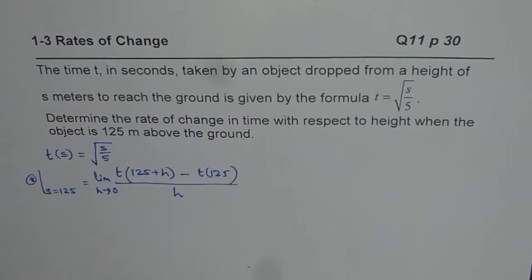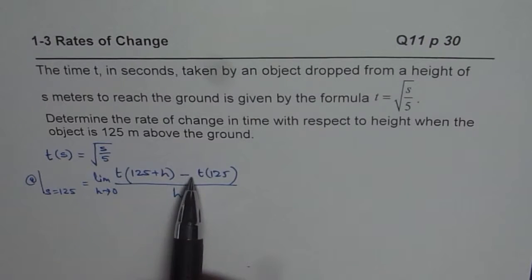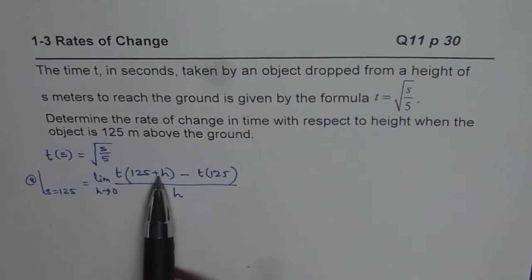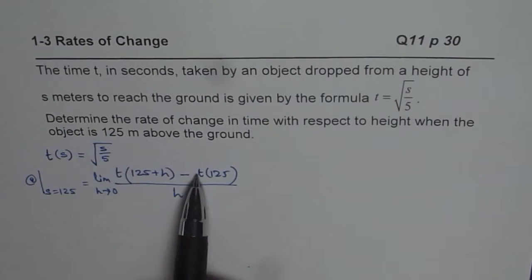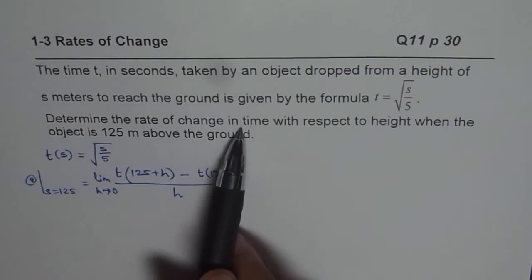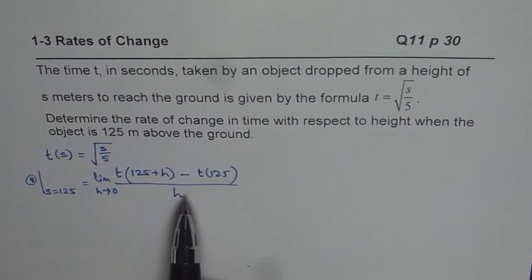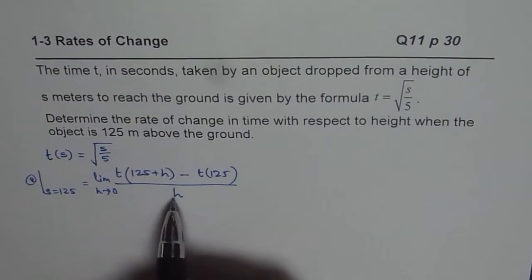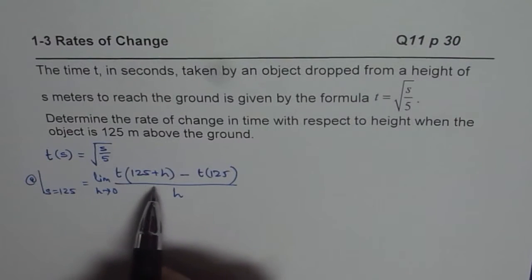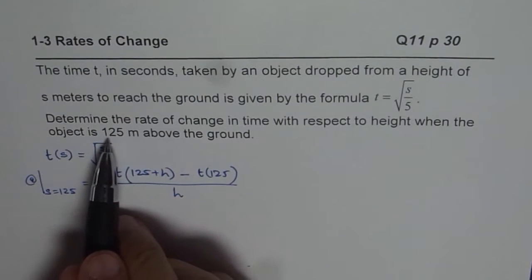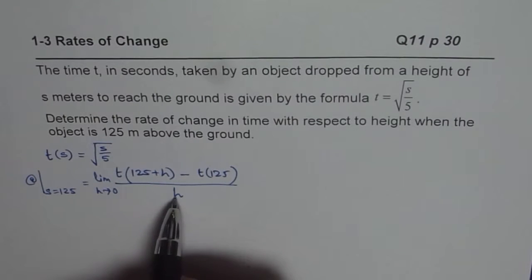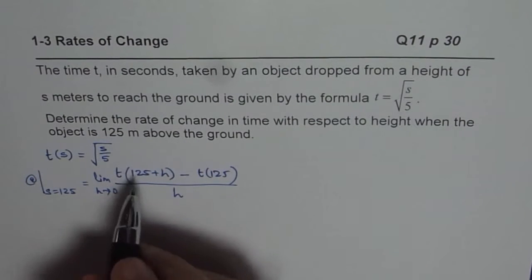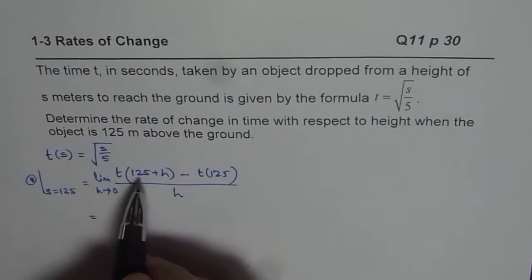So I hope now it is absolutely clear what we're trying to find, right? So it is time, and when you say time when height is this much, the units will be seconds per meter in this particular case. So be careful about that. Determine the rate of change in time with respect to height, right? So this is the change in height, okay? The height taken is 125, so it is 125 plus h. Now let's begin by writing the function with 125 in it.